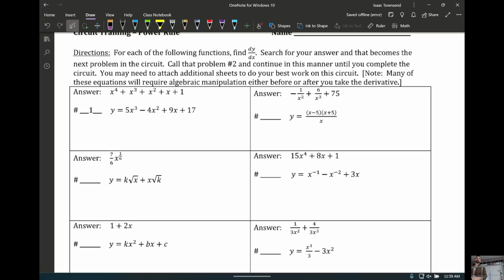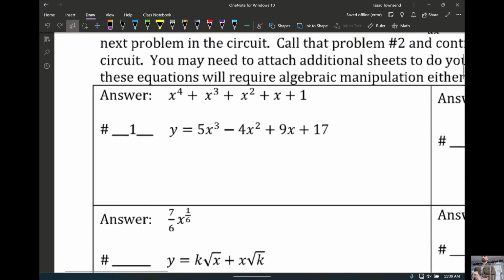So the questions aren't completely random. Typically they get a little bit harder as you move along. There is a way to kind of check your answers, and at the very end all of it kind of fits together like a puzzle. So here's how you're going to do this assignment.